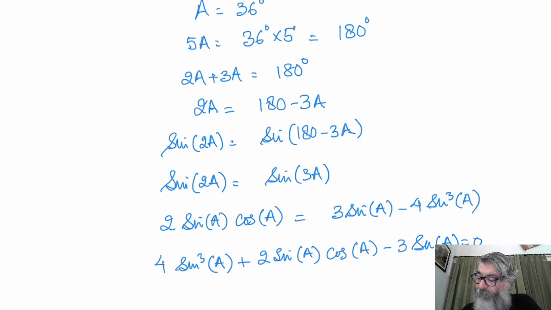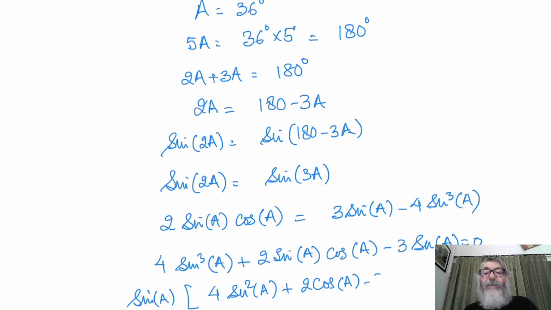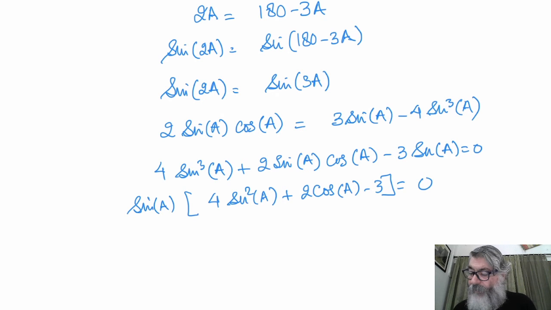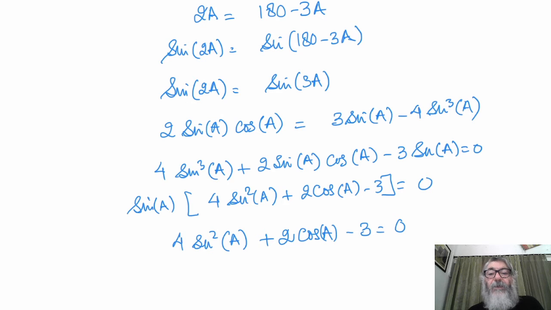Now again I can take sin A common out of all three: 4 sin square A plus 2 cos A minus 3 is equal to 0. Now sin A cannot be equal to 0, because sin 36 is not equal to 0. A I have assumed to be 36. So I can divide the whole equation by sin A, and I get 4 sin square A plus 2 cos A minus 3 is equal to 0.